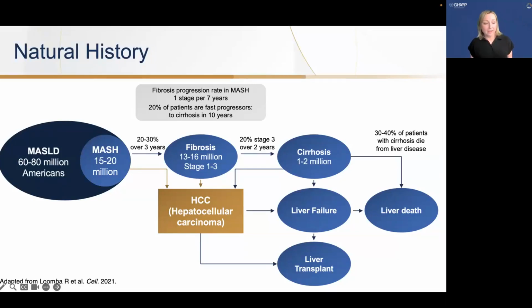Patients that have more advanced fibrosis have an increased risk of cancer, as, of course, do patients with cirrhosis of really any cause. And that risk of cancer, as well as the risk of cirrhosis, can lead to worsening liver function, liver failure, the need for liver transplantation, and liver-related death.